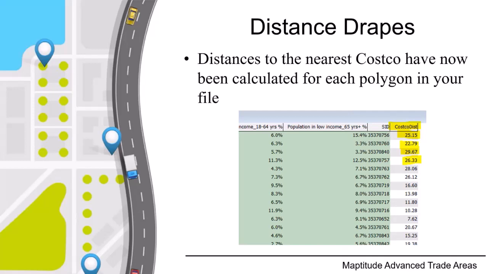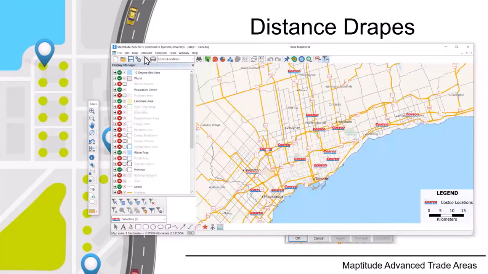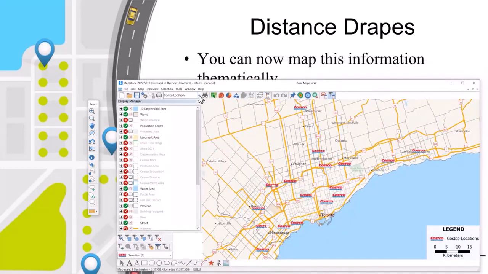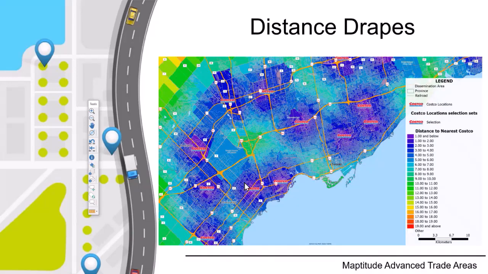If you want to look at the output, you create a thematic map in Maptitude, which is this button right here, color theme map wizard. Make sure you have the demographic file you want, which I picked DA; you might pick block group or census tract. Then select Costco dist, which is the field we just created, and map it. And that's what it looks like.